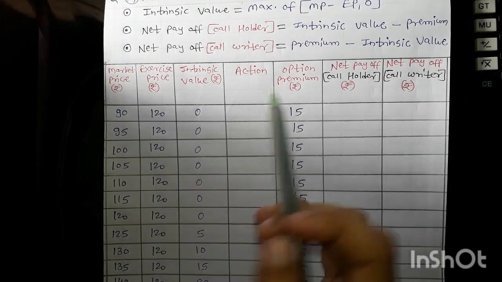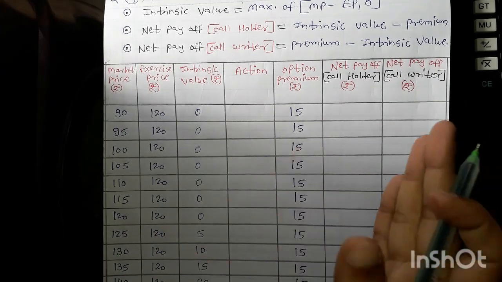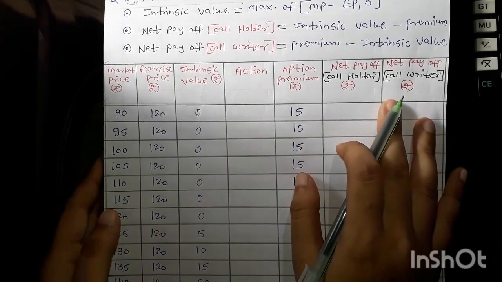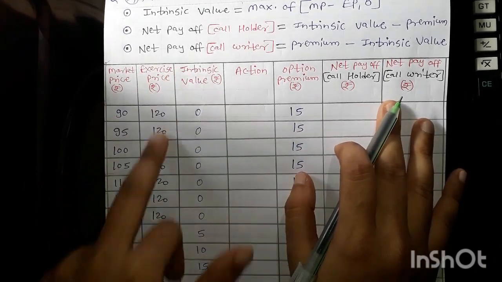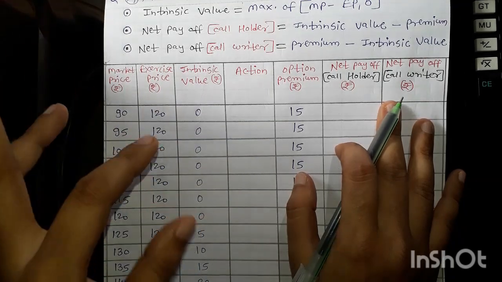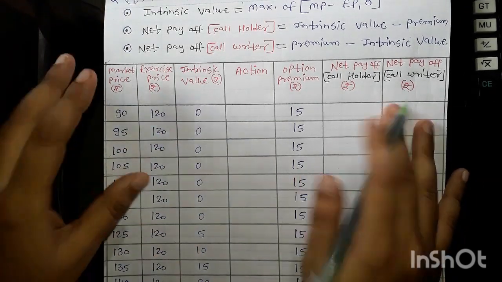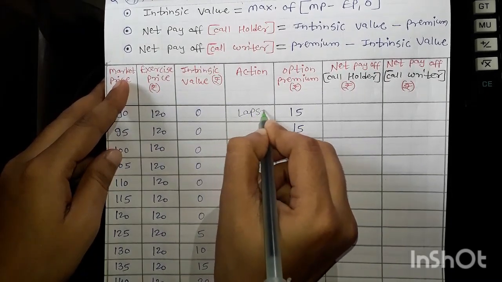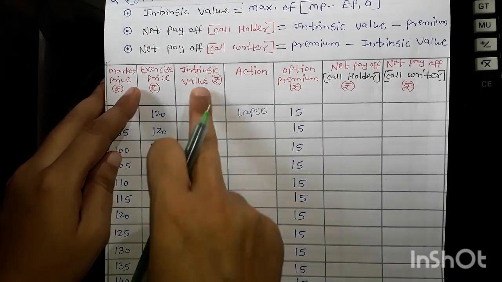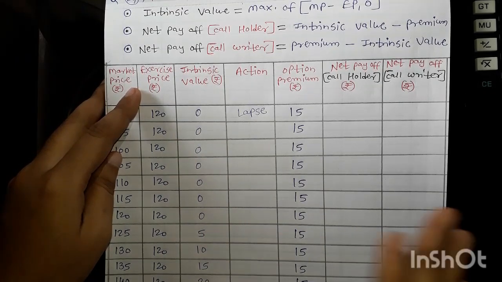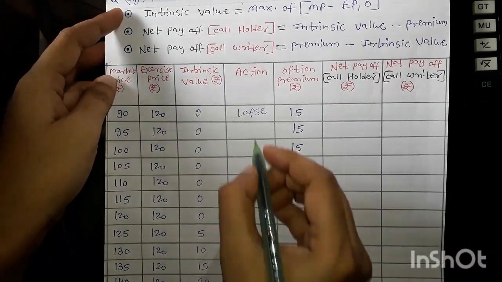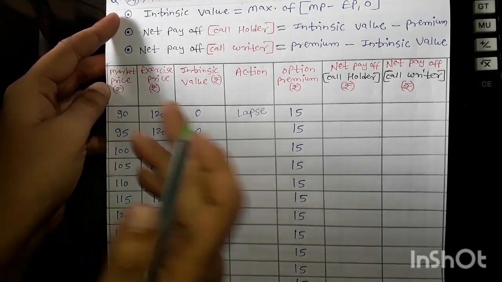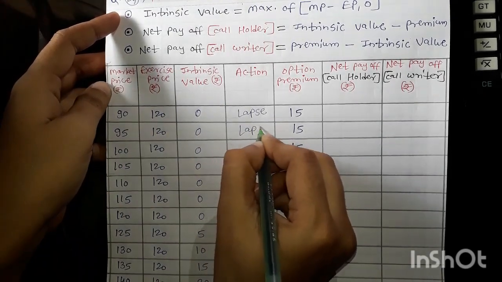Okay, so if the market is offering me that stock or share at a lower price, then I will buy from the market only. So here we are not going to exercise the option, we will go to the market, and if we go to the market then the option will lapse. Normally, till this 0, everywhere it will lapse, because the market price is lower than the exercise price, so we will go for the market.